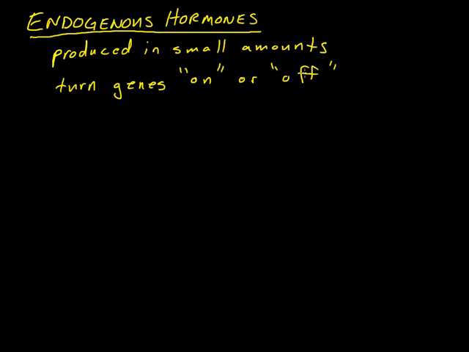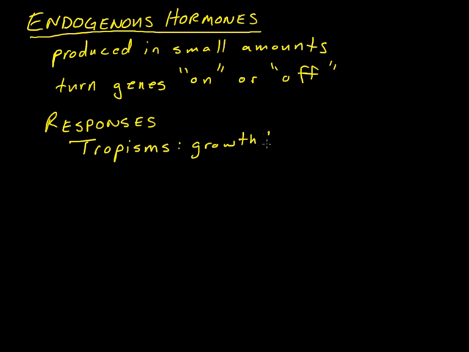What are the kind of plant responses that are controlled by hormones? Virtually all plant responses. And so let's make a short list here. These are all controlled by hormones. These responses include things called tropisms, and these are either positive or negative growth in reference to some sort of stimulus. So we'll say growth to or away from a stimulus.